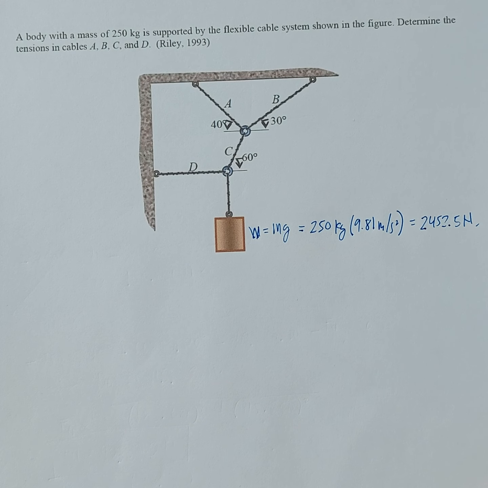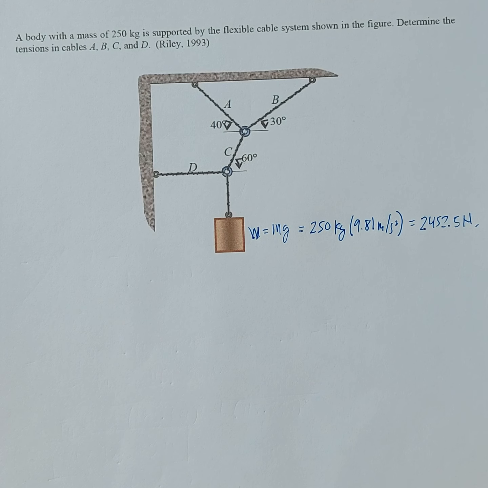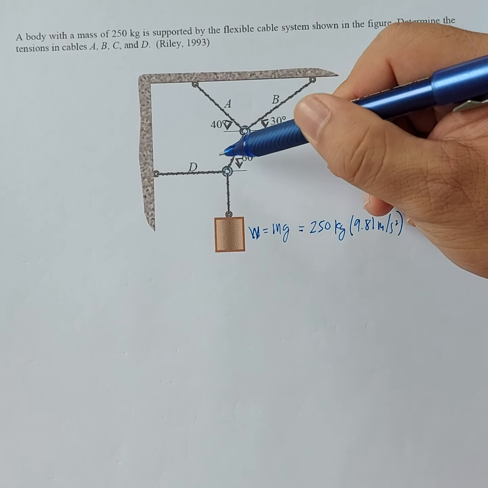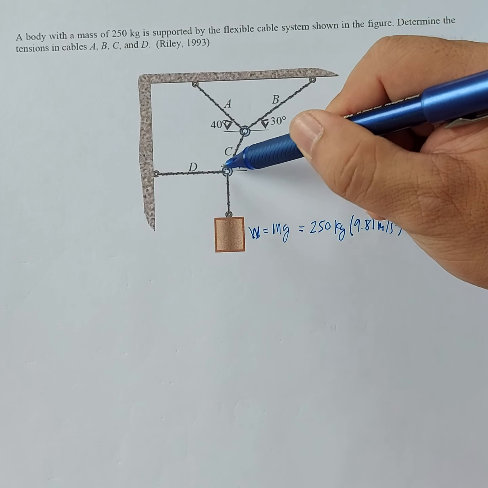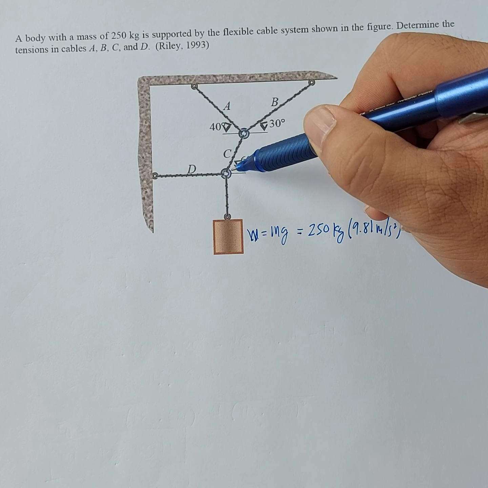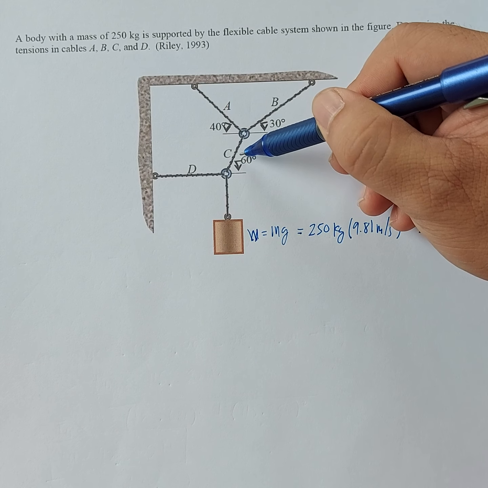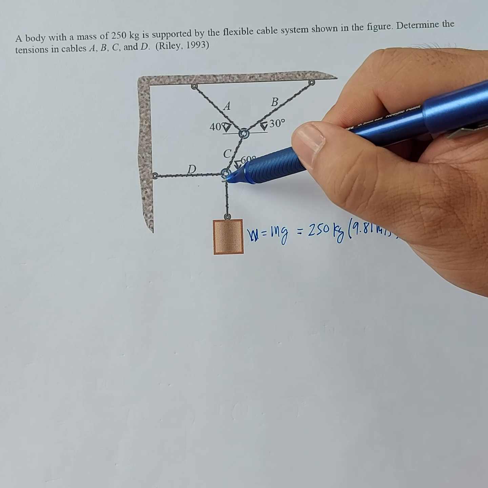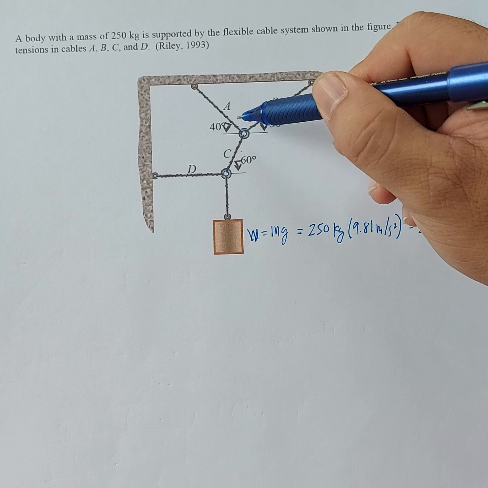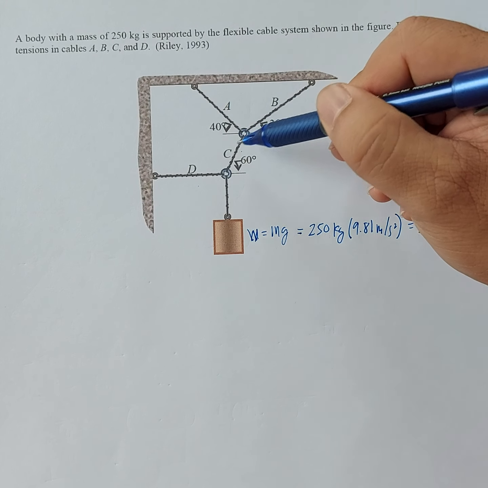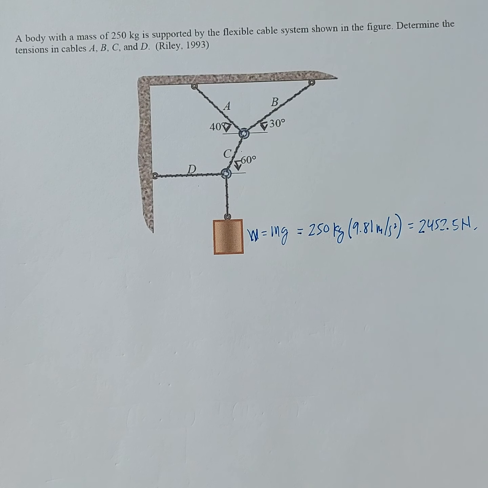Alright, next is how do you solve now the tensions in each cable? So basically, these are not pulleys, these are rings. So hindi ito diretsong cable. Okay, so magkaiba yung tension ng D sa C. Ganun din sa A and B. Okay, hindi ito diretsong cable. So these are rings now.